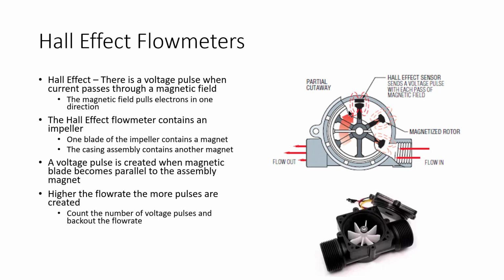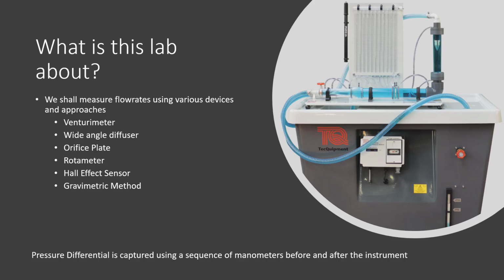and using that to calculate our flows. So in this class, we'll be using a variety of inline devices and sensors to measure our flow rates. We'll be measuring it using a Venturimeter, wide-angle diffuser, orifice plate, rotameter, a Hall effect sensor, as well as the gravimetric or the volumetric method. We have used manometers to calculate the pressure differential before and after each of these apparatus. So that gives us an idea of what the pressure differential is, and then we apply Bernoulli's and continuity equation to get our unknown flow rates.